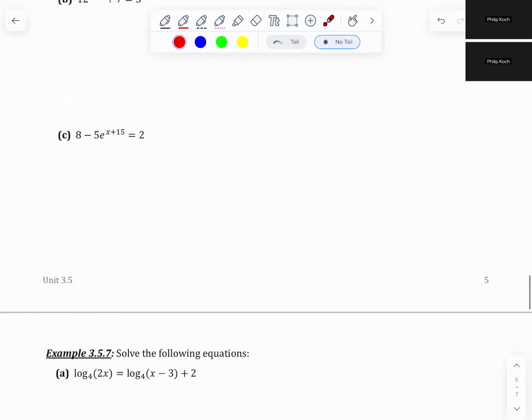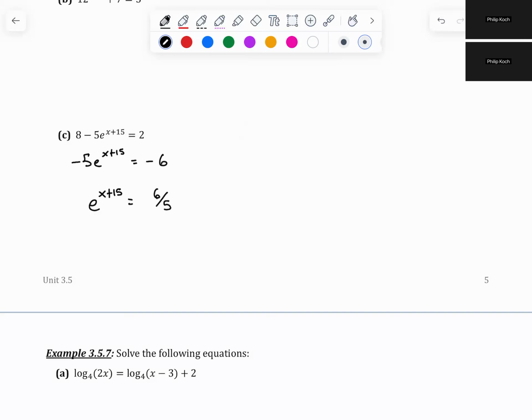All right. And then we'll do 8 minus 5e to the x plus 15 equals 2. So we're going to try and get it into exponential thing equals a number. Because e is the only base that I see, and there's no e squared or common base with e here. So we'll bring the -8 over. We get -5e to the x plus 15 is equal to -6. That gives me that e to the x plus 15 is equal to 6/5.